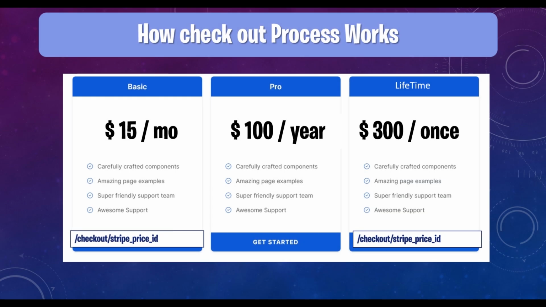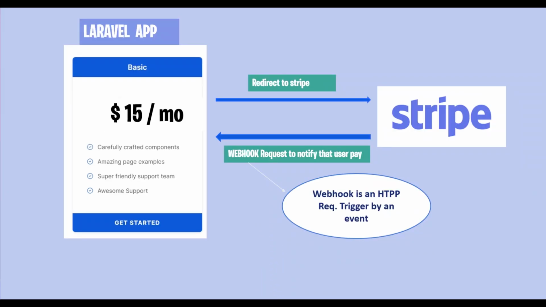Before we deep dive, we are going to learn how the checkout process works. Here you can see we get a pricing model with three prices: basic, pro, and lifetime. Each price is going to have the Stripe price ID that we are going to create within the Stripe dashboard. And once the user clicks on get started, they're going to redirect him to Stripe. And then once the user pays $15, Stripe is going to make a webhook request to our app in order to notify that the user paid.